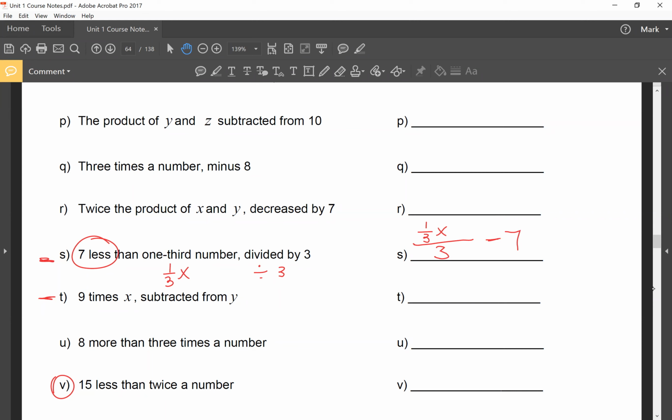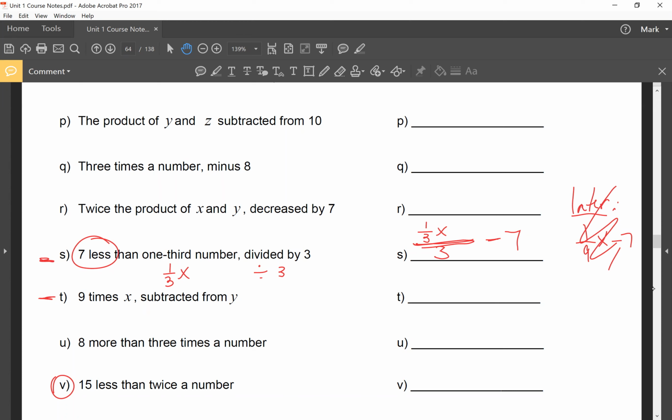There is a way to simplify this that we're not going to really look at, not yet anyways, but later in math we could simplify this to 1/9x minus 7. Don't worry about that for now. So 1/3 a number divided by 3, and then we take 7 away from that.